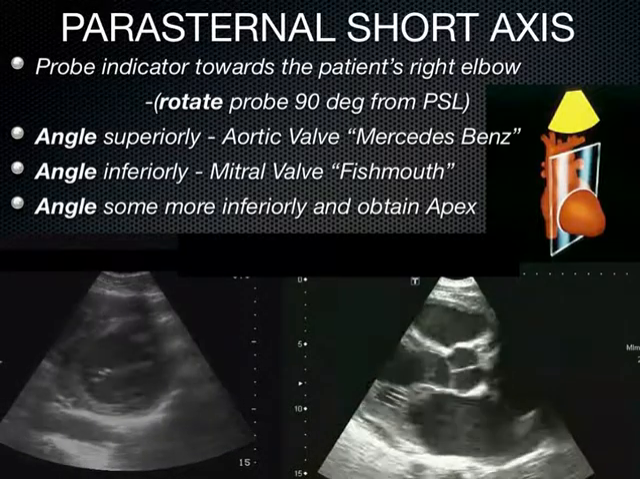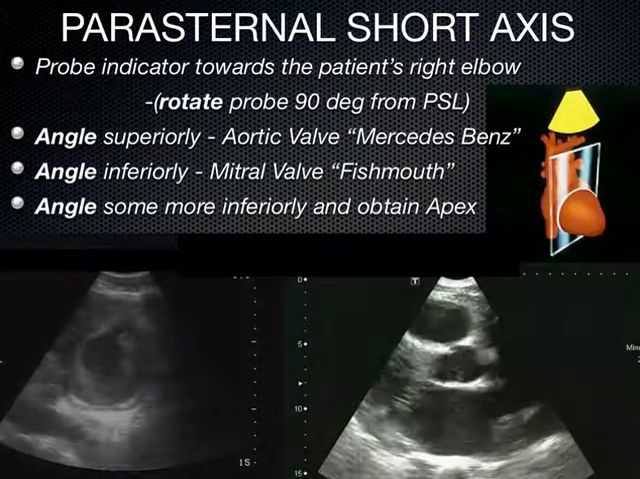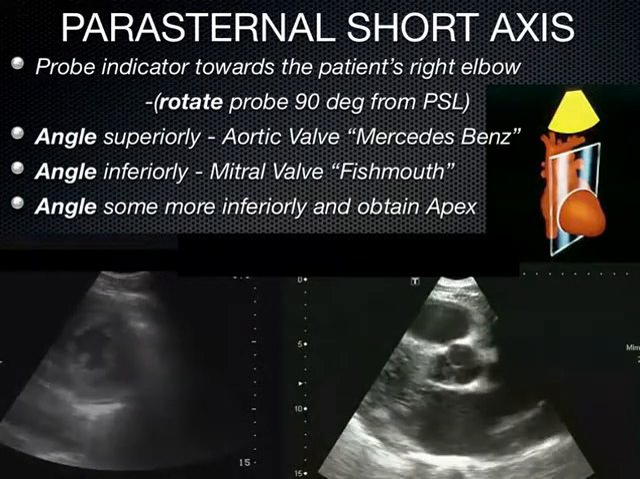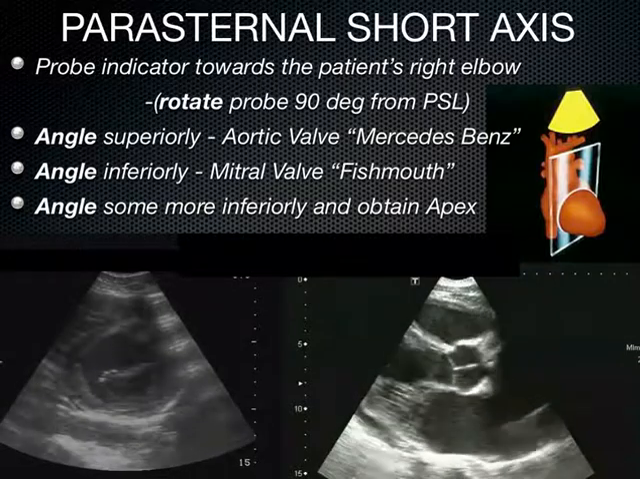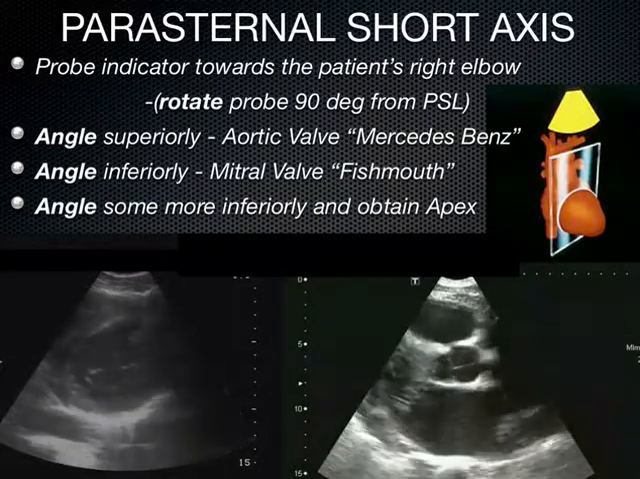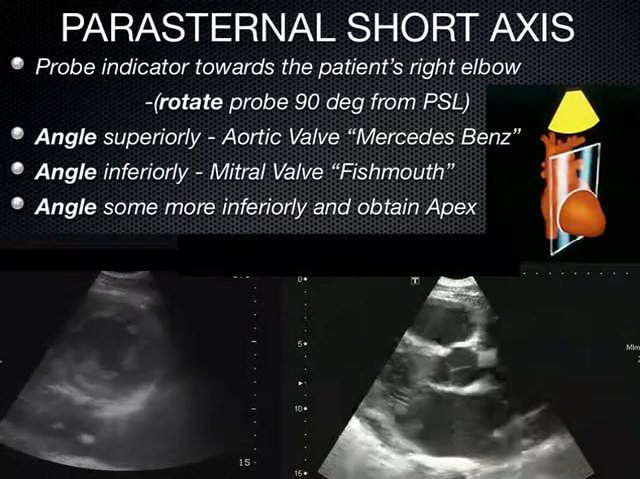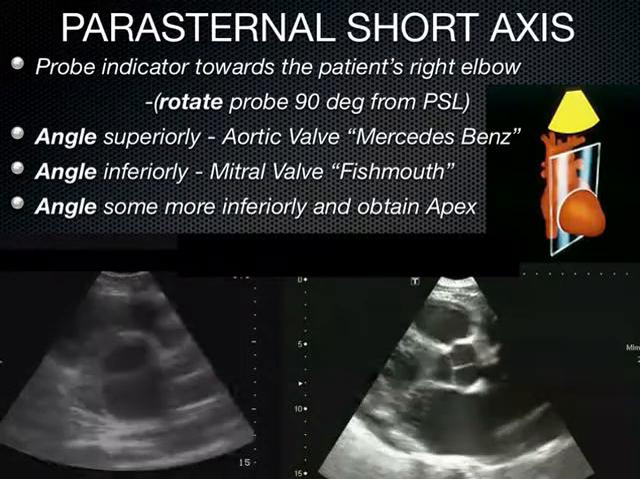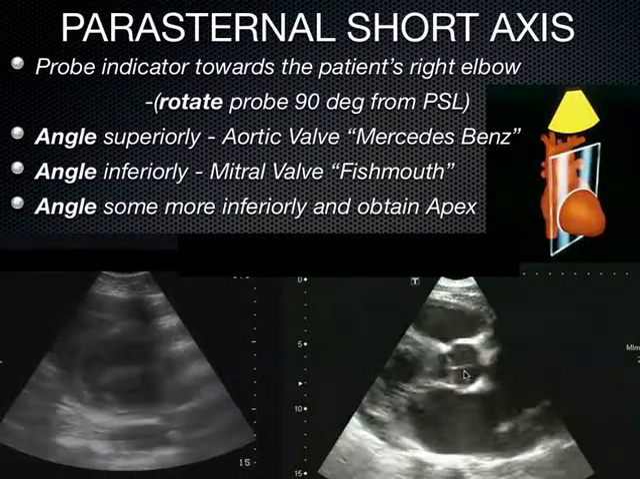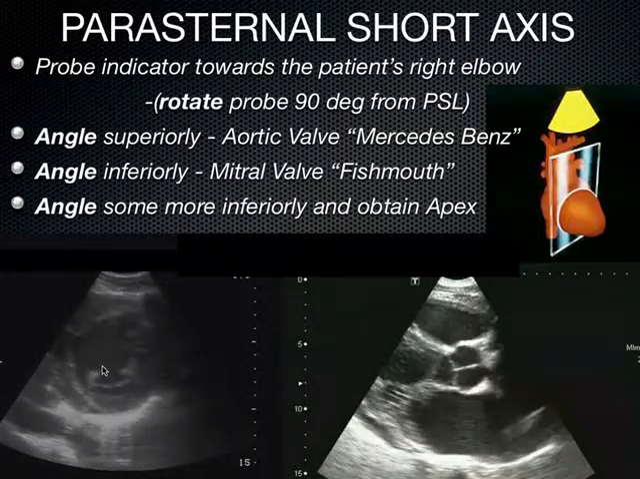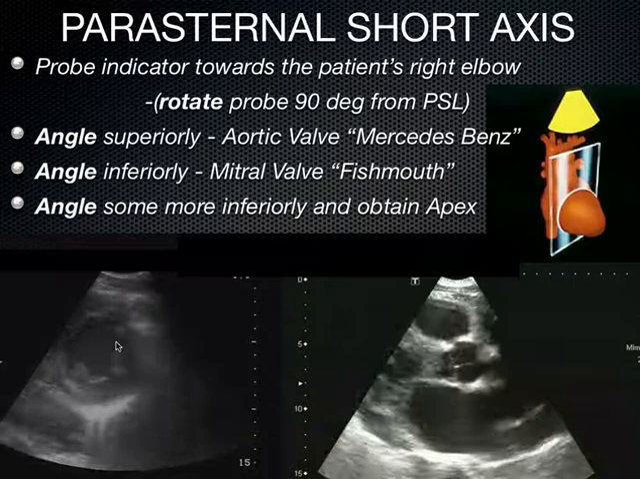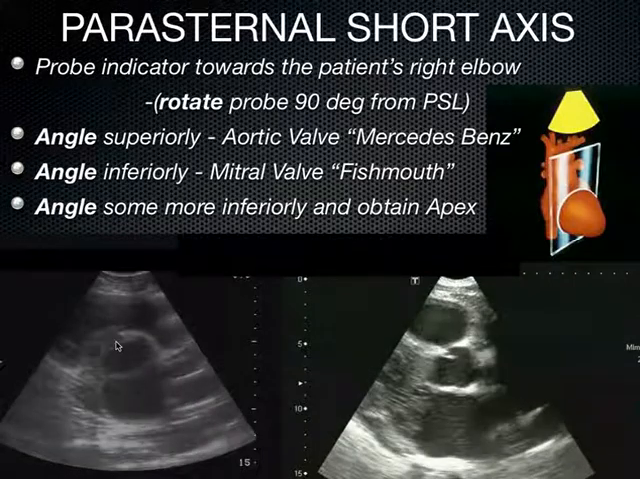So that's the idea. It's a 90-degree rotation from wherever you found the parasternal long. And we aim the indicator towards the patient's right. So if you found the parasternal long right at the left hip, the parasternal short will be at the patient's right hip. Proximally, aortic valve. As we fan the probe a little more distally or inferiorly, we see mitral and then papillary muscles.